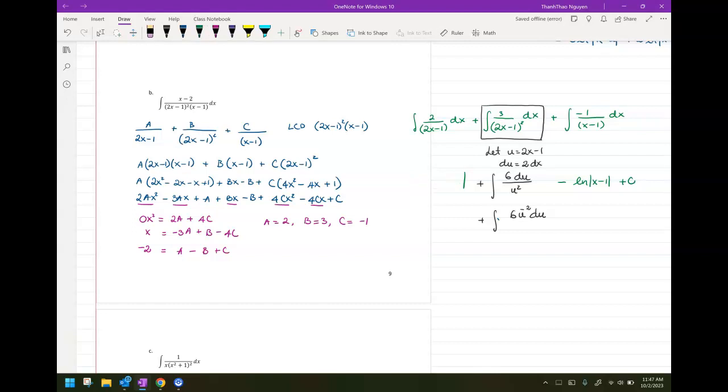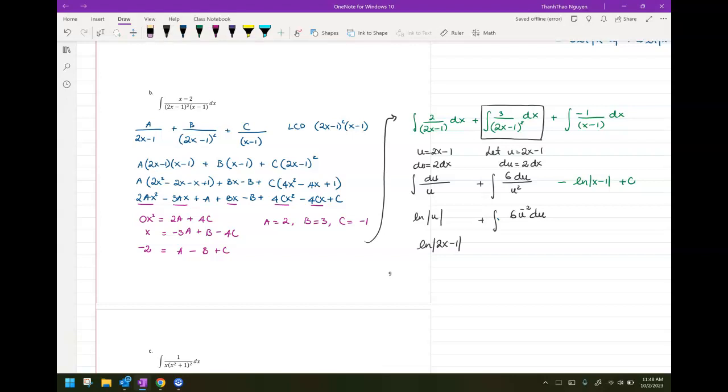Is it right? So let's start with a u substitution. If we don't remember, we can let u equal 2x minus 1, then du equal to 2 dx. So this integral becomes 4 dx, so du equal 2 dx, so that is du over u. So this is just again ln of u. So that is ln of 2x minus 1.